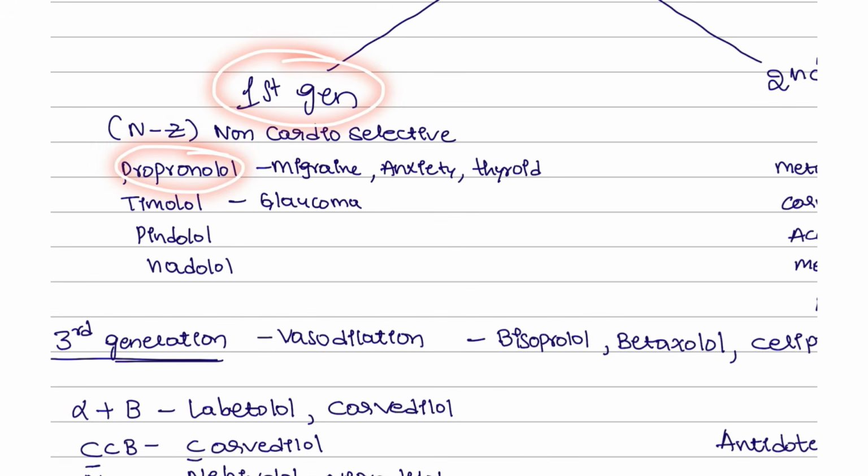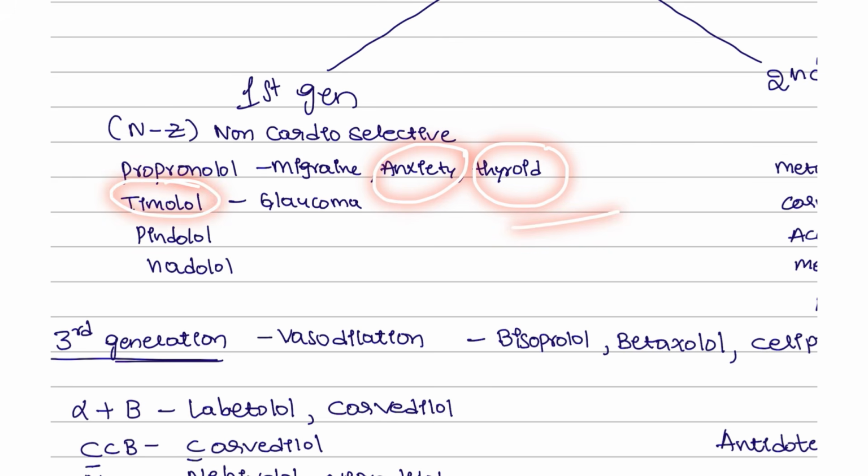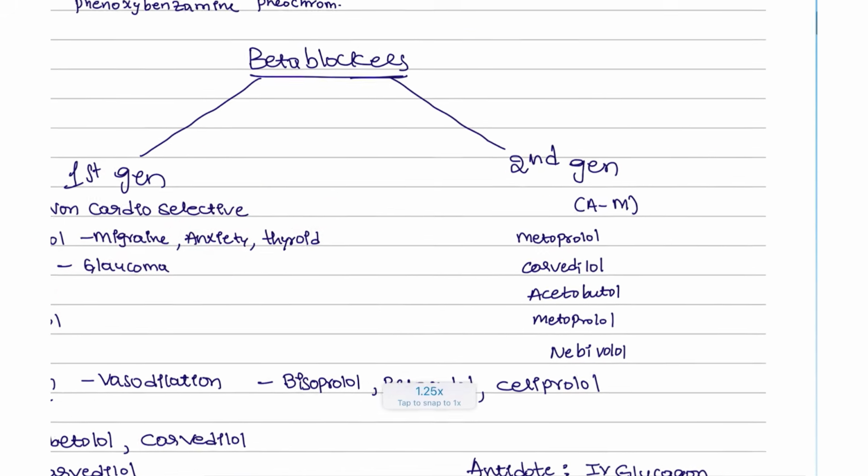Propranolol. We all know that we commonly use it for migraine, anxiety and thyroid associated conditions because it is a beta blocker. If we block the beta, that will cause vasodilatation, and it also helps with anxiety related issues and the thyroid mechanism. Timolol is a miotic drug, an ophthalmologic drug used for glaucoma patients. Pindolol and nadolol are also commonly used for anxiety related disorders.